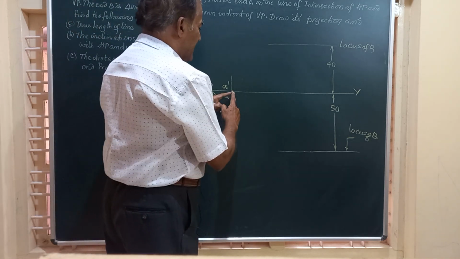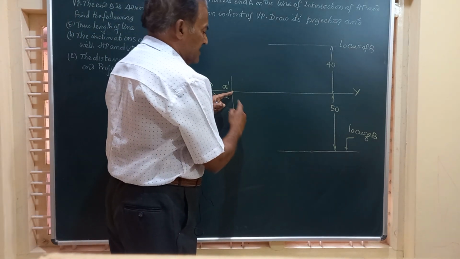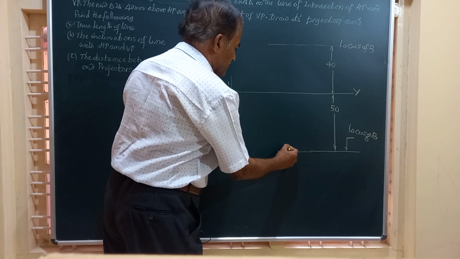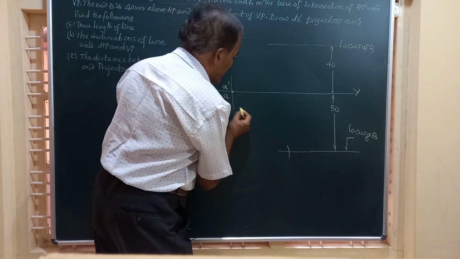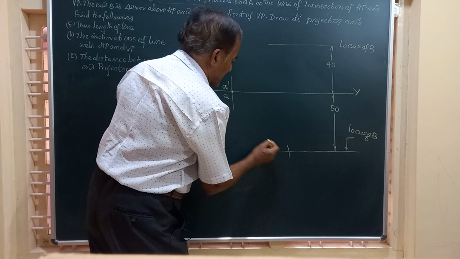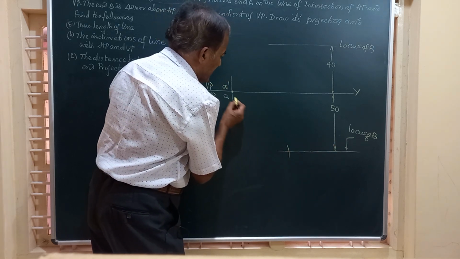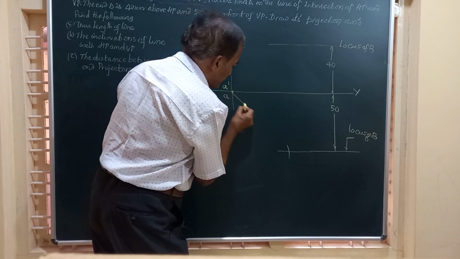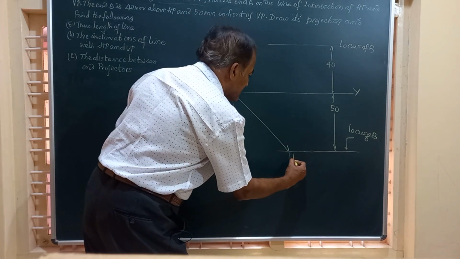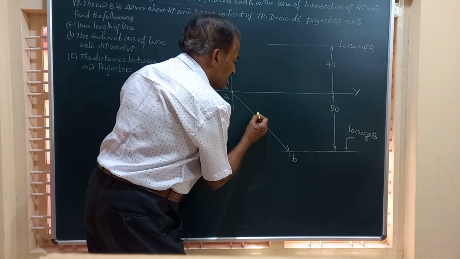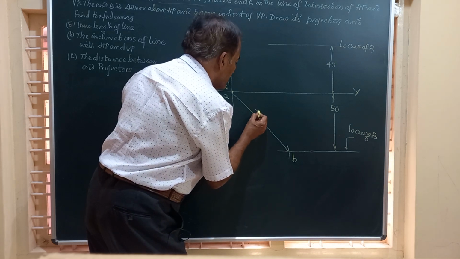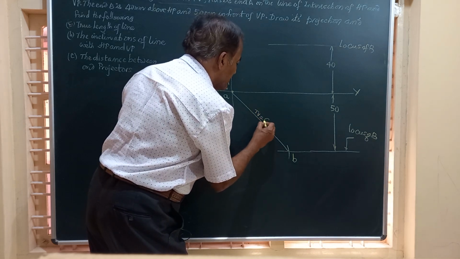What I do, taking A as center and radius equal to 60 millimeter, I am going to draw an arc, and this arc cuts the locus of B at this point. I join a and that point. When this point is b, this is the top view of the line, which is given to be equal to 60.